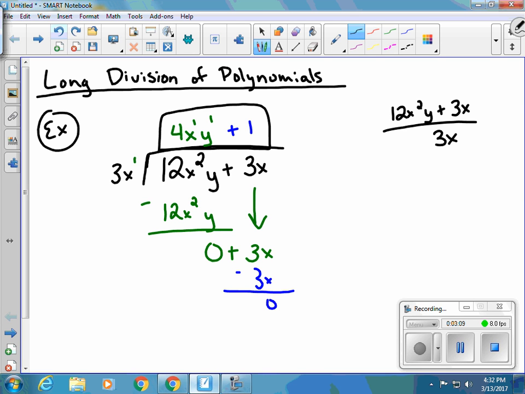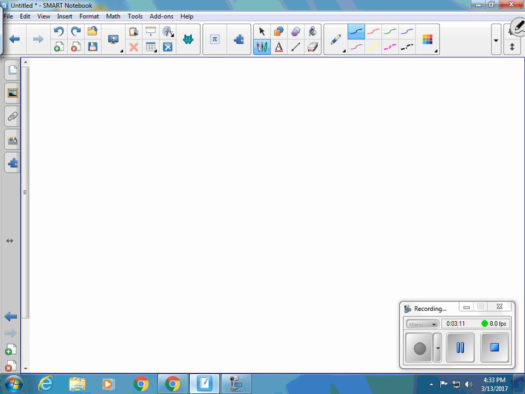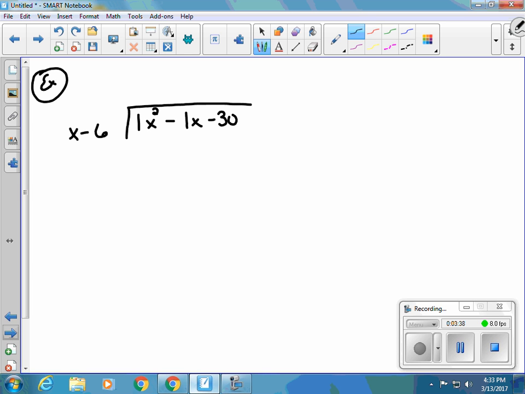When we do this long division, I'm only going to show you a binomial for our actual long division. If we get larger, you won't ever have a situation, at least at this point, where you'll have a trinomial. So if I were to have x minus 6 and then 1x squared minus 1x minus 30.